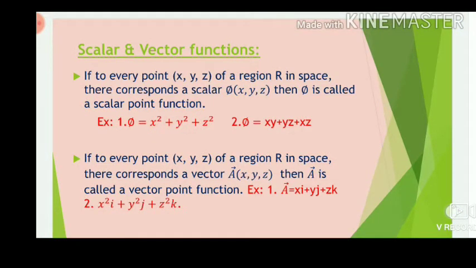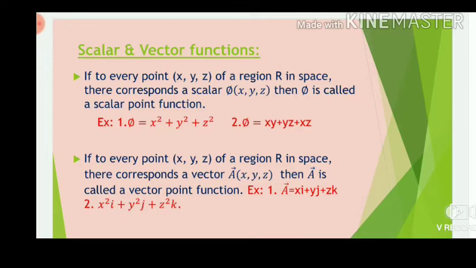If to every point (x, y, z) of a region R in space there corresponds a vector A of (x, y, z), then vector A is called a vector point function. For example, vector A equal to xi plus yj plus zk, or vector B equal to x square i plus y square j plus z square k. Here we can identify it with the notation of the i, j, k terms.